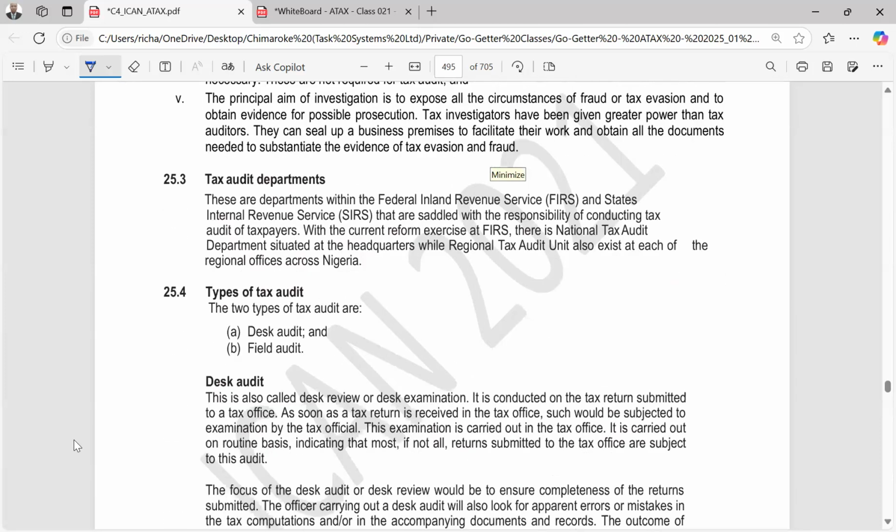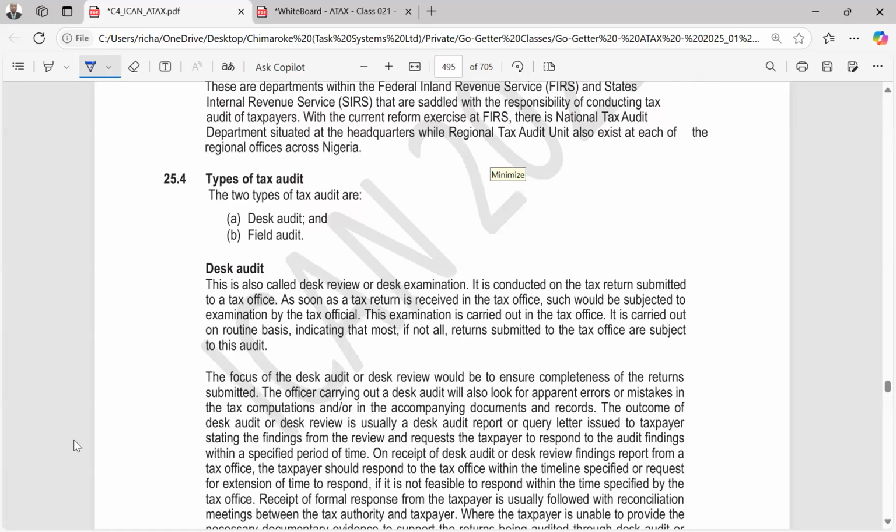Now let's look at types of tax audits. We have two types of tax audits. We have the desk audit and the field audit. What is a desk audit? Like the name implies, this is an audit done at the desk of the tax authority. It is sometimes called desk review or desk examination.